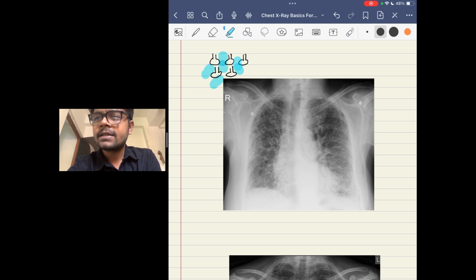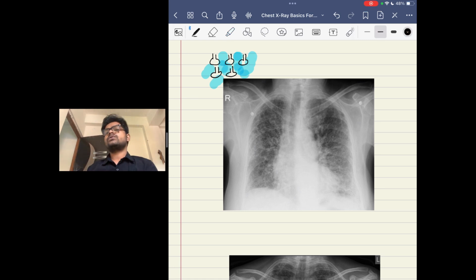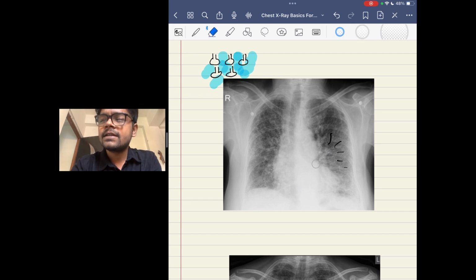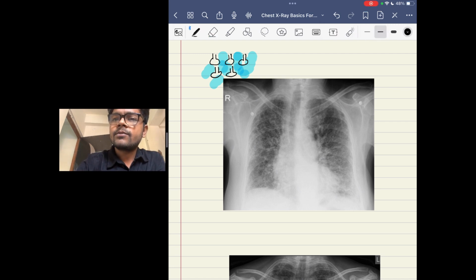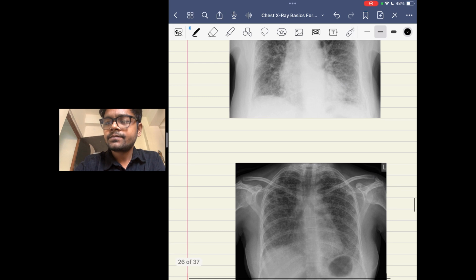Everything that is marked in blue is the interstitial area, right? So this will contain your fibrous tissue, your veins, your lymphatics. So any pathology in this area will manifest as reticular opacities. You can see that thickened reticular opacity in the bilateral lung fields. So the next thing you would do is an HRCT of the thorax. So it is a case of pulmonary fibrosis, right?